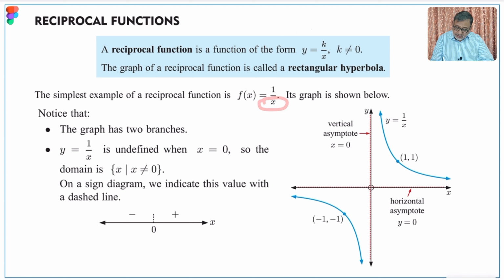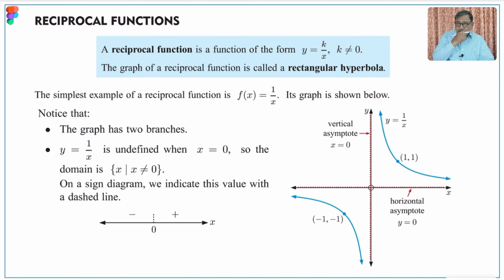If it is a single x, then x should not be equal to 0, that will be its necessary domain. Okay, but if there is something like 1 upon x minus a, then x should not be equal to a, because if x is equal to a, the whole denominator will be 0 and it will no more be a real function, right? 1 upon 0 will not be defined, it will be infinite.